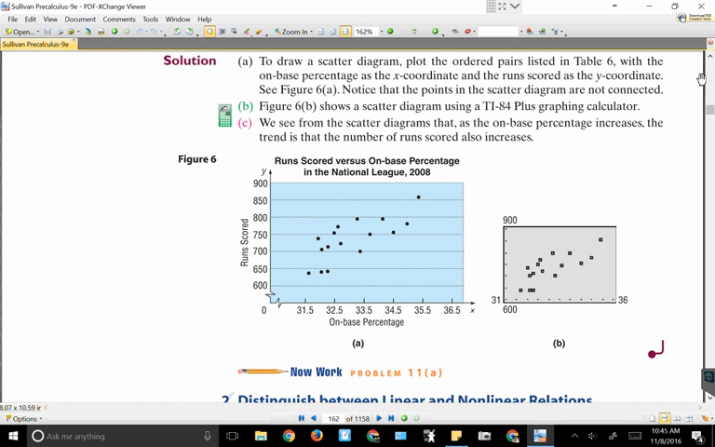Now, if we take a look at the data here, it says runs scored versus on-base percentage. So would you expect to see this increase as your on-base percentage increased? Well, think about baseball. If you can't get on base, you're not going to be able to score a run. So the higher your percentage for getting on base, you would think the higher the runs scored would be, correct? So it's a logical type of system, is it not? You can kind of see where it goes. You can kind of make predictions.